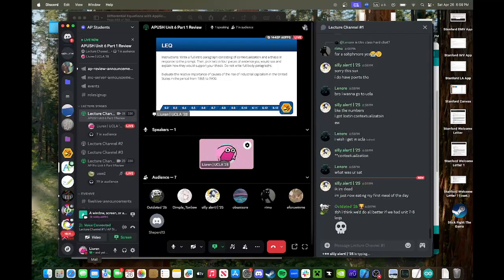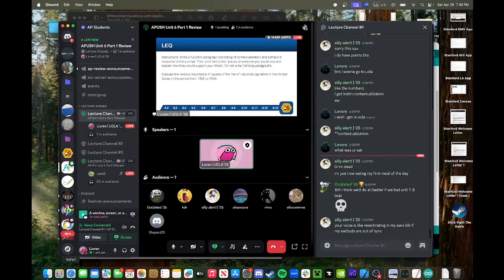Anyways, so it looks like this LAQ was a little hard. The reason why I picked this is actually because of this one key thing, the relative importance of causes, because this is something that I haven't really seen before. As it turns out, it was not too long ago. So yeah, I wanted to put this in.